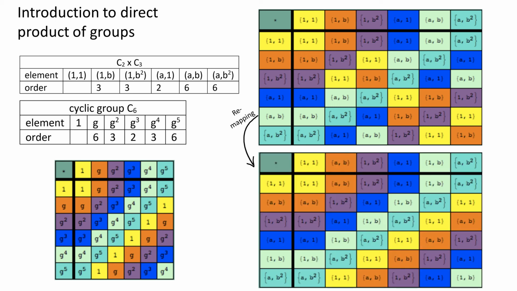After a closer look, you can see that if we swap the label 1b with ab, the orders of the elements between C6 and C2 cross C3 will match. So there is one-to-one correspondence between elements of these two groups. So the group C2 cross C3 is indeed isomorphic to C6. And now we can even see that colors in these two tables match.